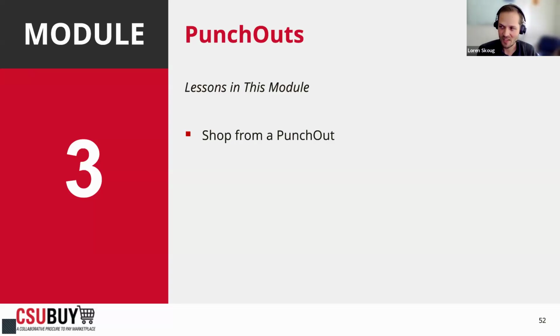Okay, so back to what I was saying. We're going to talk about punch outs first. That's the first way. The other way of shopping is using a form. Essentially, any vendor that's not a punch out vendor in the system, you're going to fill out a form. I'm going to talk about the forms in a minute. First, I'm going to talk about the punch out vendors.